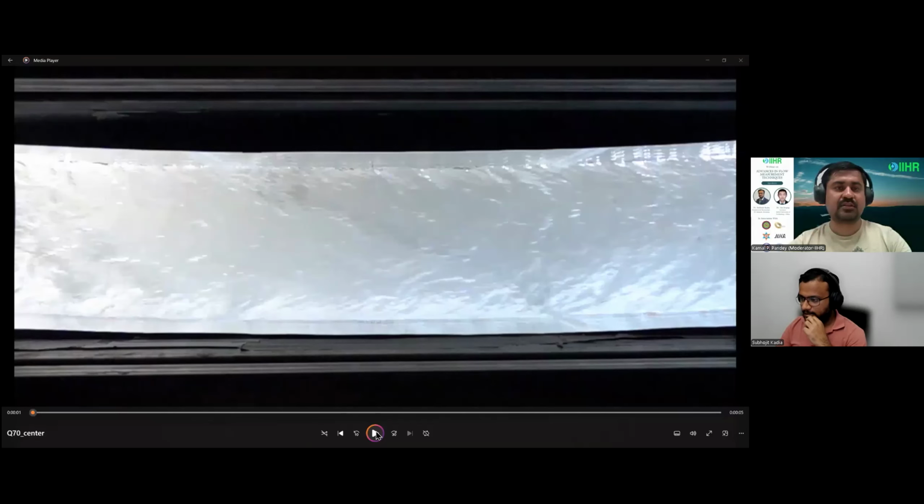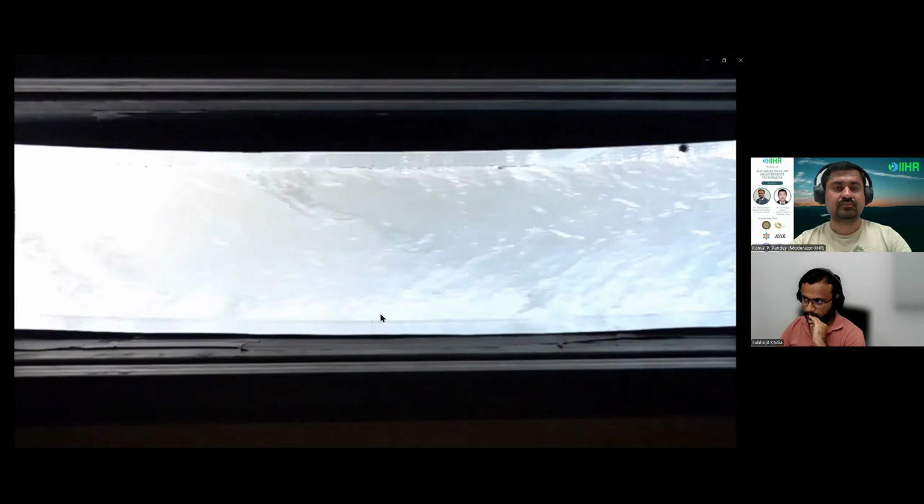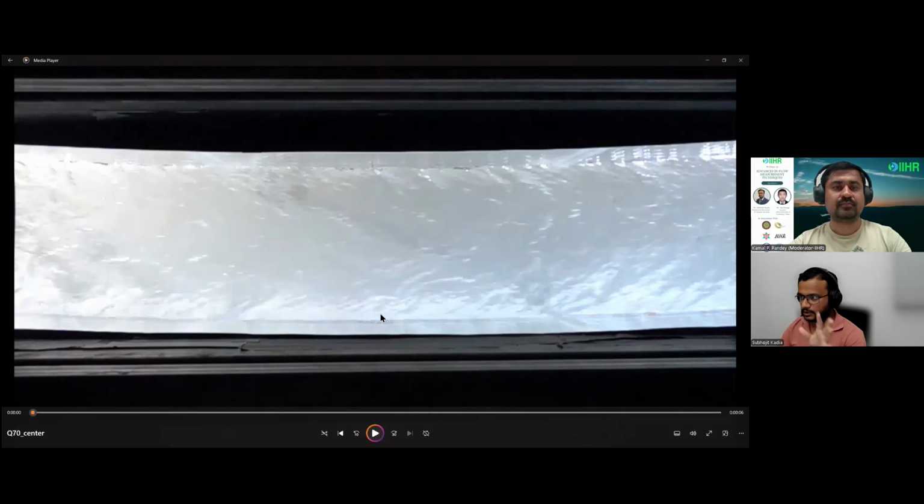Yeah, I can see that the particles are pushed toward the inner wall and then they remain attached to the inner wall. This was recorded for 70 liters per second and at the center of the bend. Yeah, thank you so much.